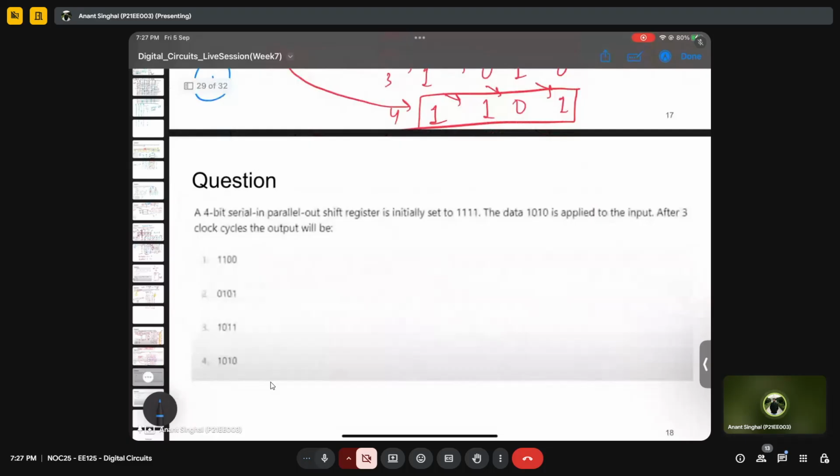Again, we have a similar question. Again, we have the same 4-bit serial in parallel out register. Initially, it's 1111. The data to be applied is this. After 3 clock cycles, what will be the output? So take 2 minutes and let me know the answers in the chat box.